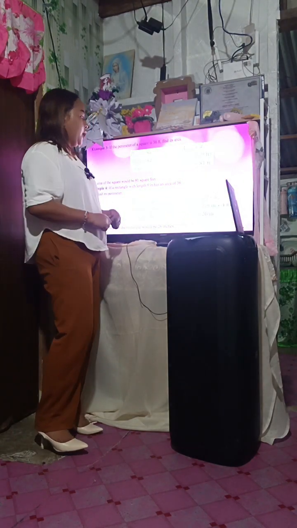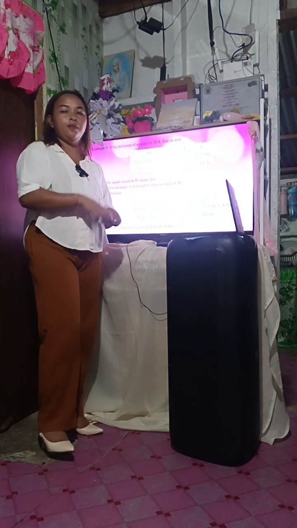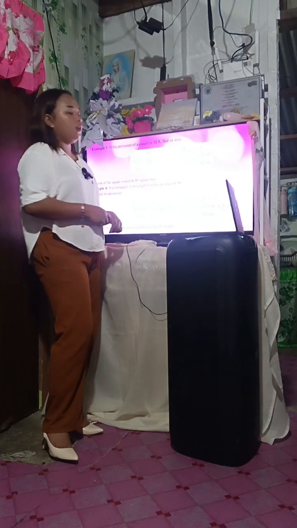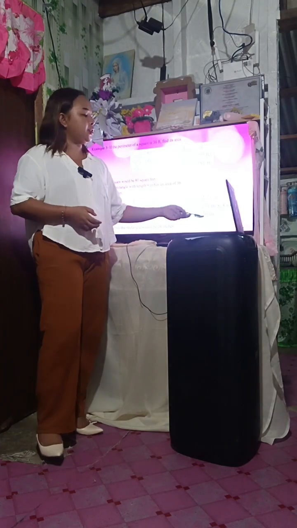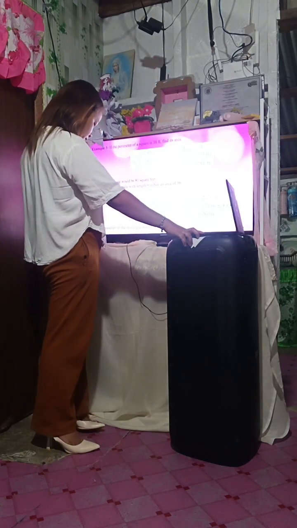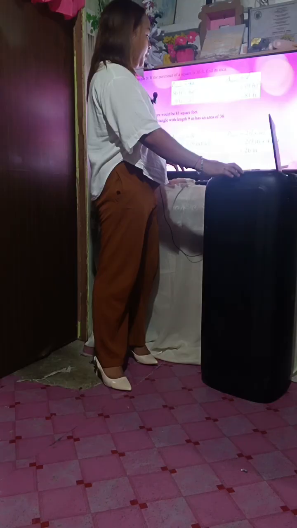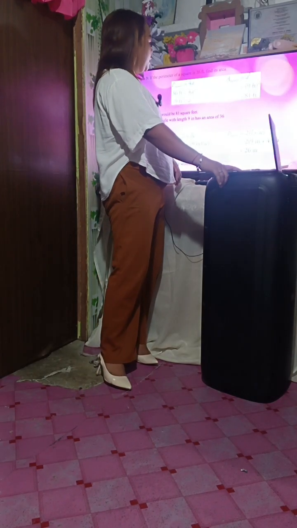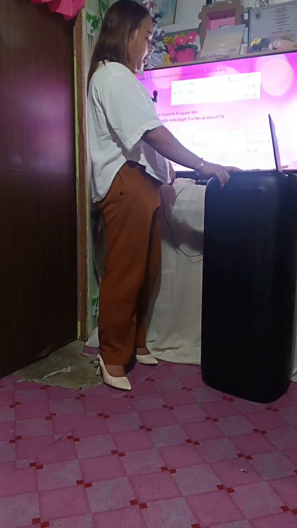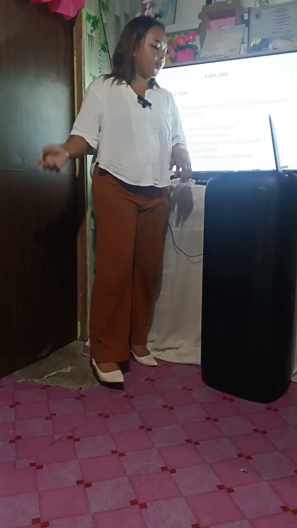Next, the perimeter of a square. Who wants to answer? Please stand up, please. Okay, so that is correct. The answer is 26 inches. Okay, do you understand? Okay, very good. So now that we have already understood the concept of the perimeter and area, let us have our explore activity.